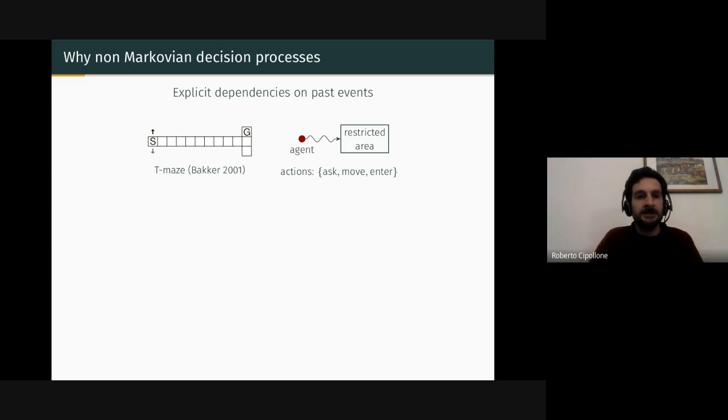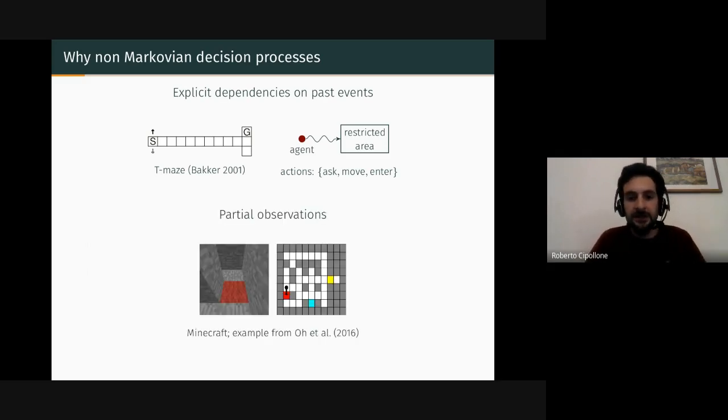These are explicit dependencies, but we can have non-Markovian environments even when we have partial observations. So if we are in a POMDP, we also have a non-Markovian environment. In this Minecraft domain, the agent can move in this cell.